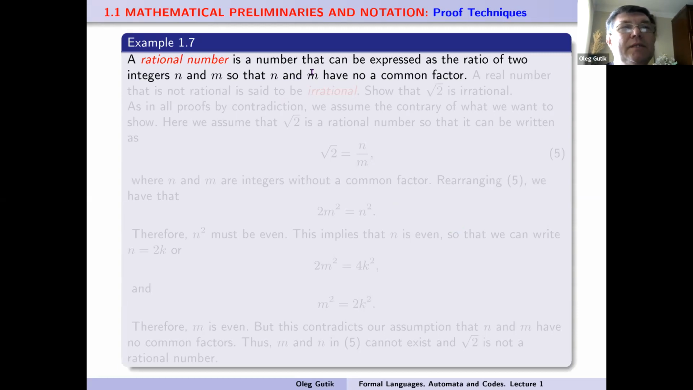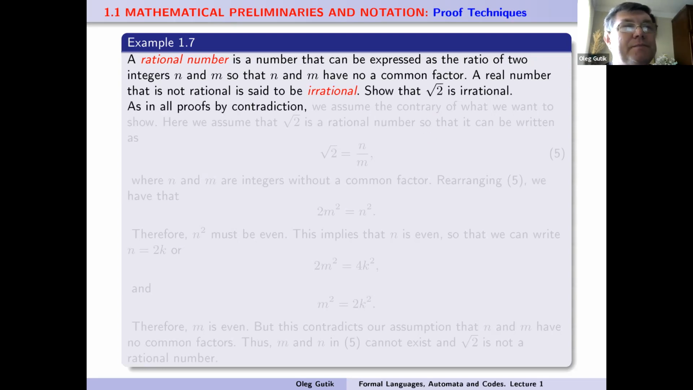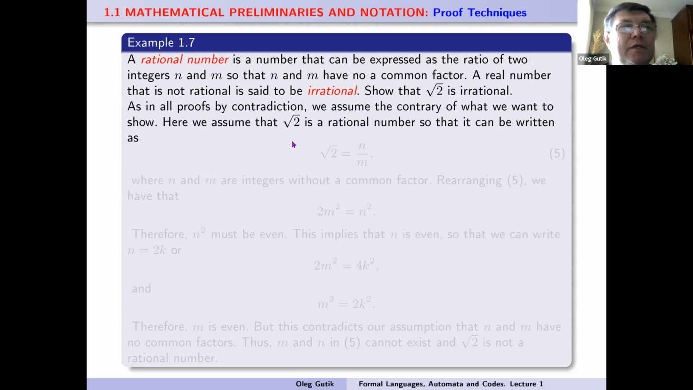A rational number is a number that can be expressed as a ratio of two integers n and m, so that n and m have no common factor. A real number that is not rational is irrational. Show that the square root of 2 is irrational. As in all proofs by contradiction, we assume the contrary of what we want to show. Here we assume that the square root of 2 is a rational number, so that it can be written as a fraction n/m, where n and m are integers without a common factor.